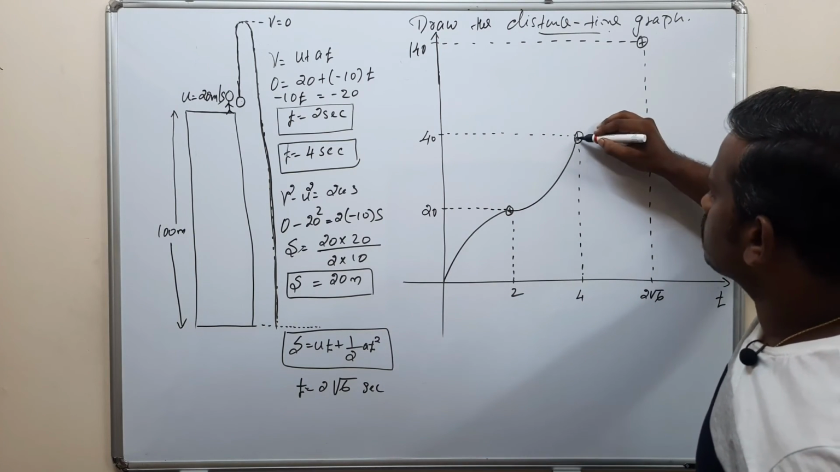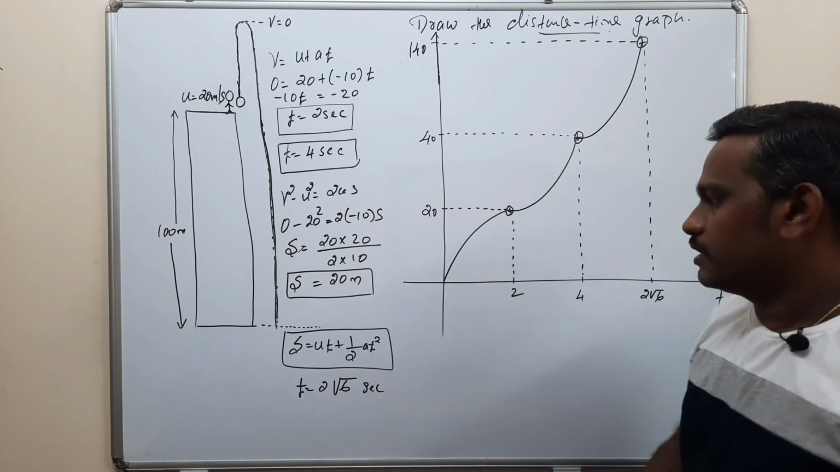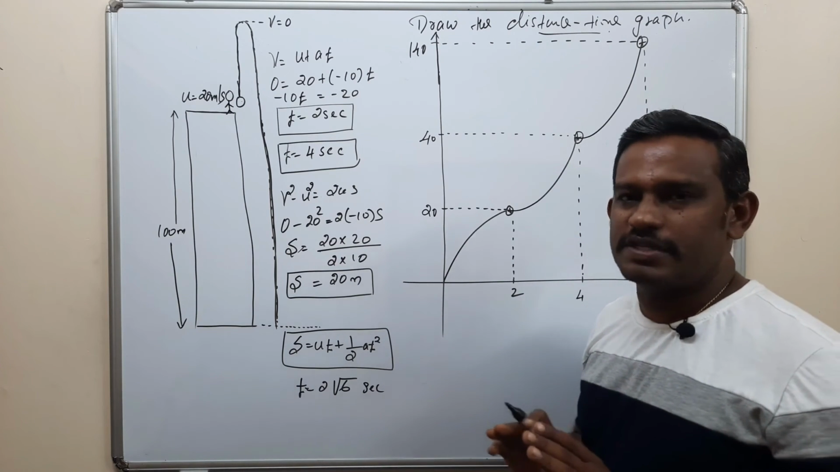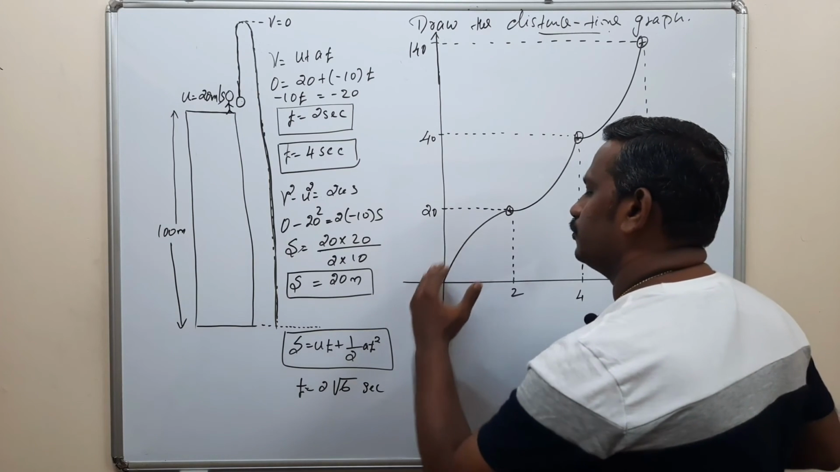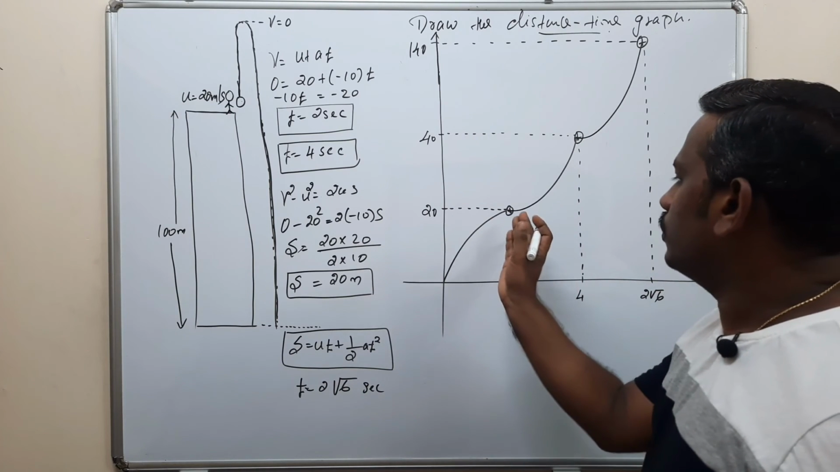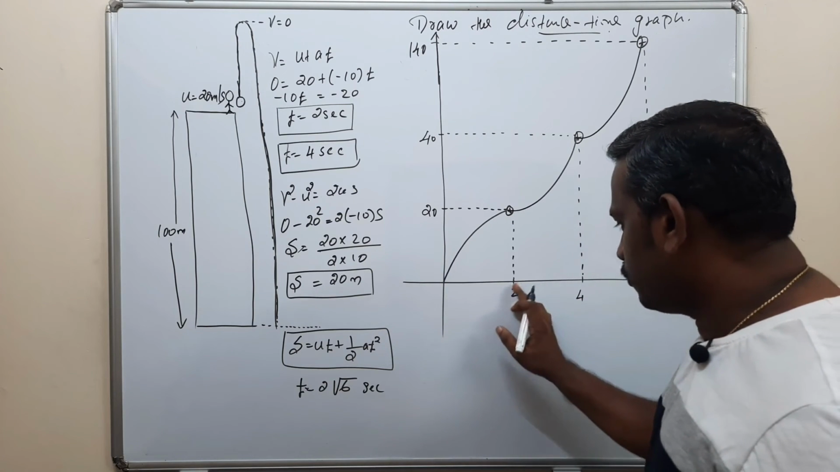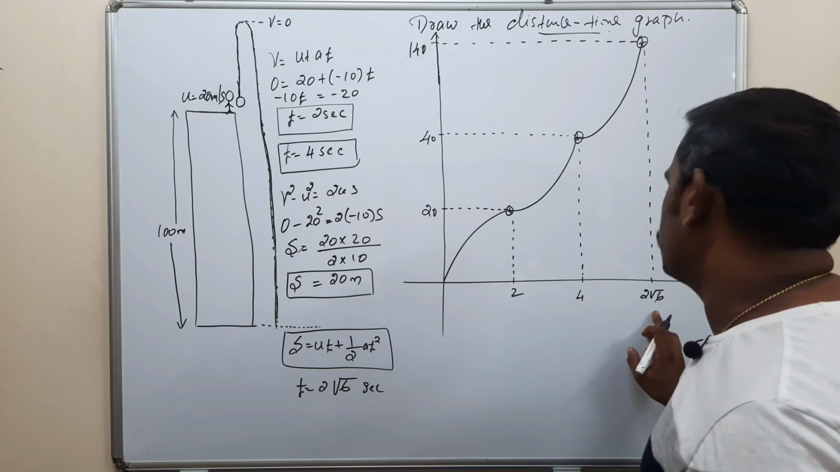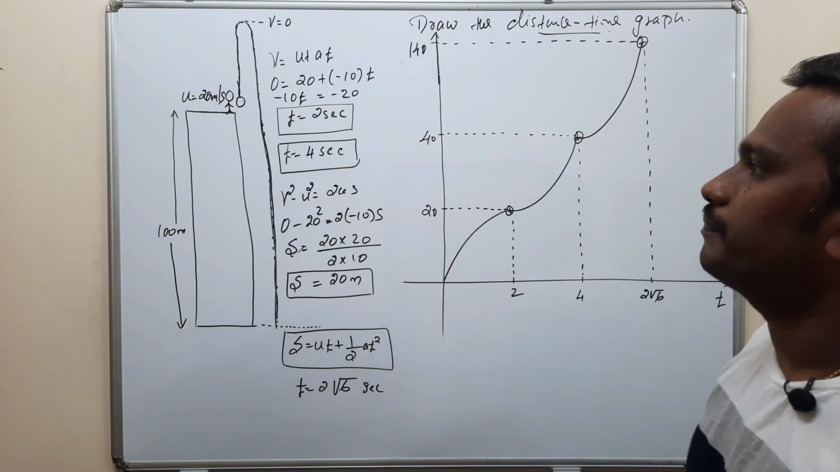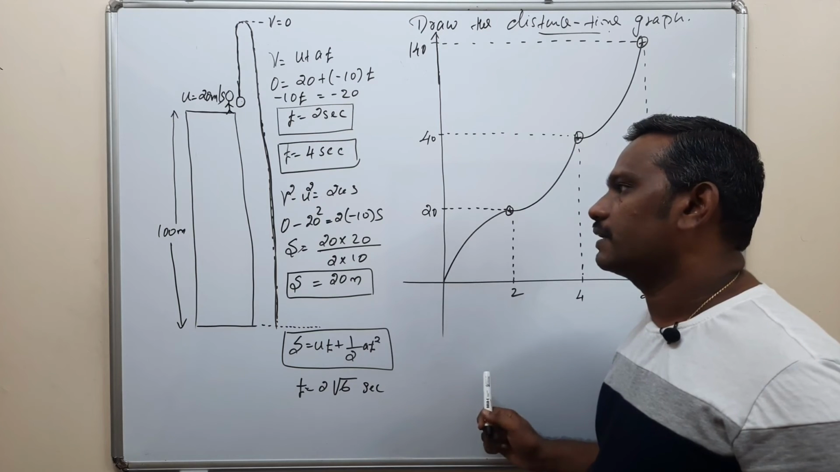Again the speed increases, so the curve is like this. Up to time 2 seconds, the speed decreases. Speed is always positive. If you draw the tangent, the speed decreases. From time 2 seconds to 4 seconds, then 4 seconds to 2 root 6 seconds, the speed increases. So the curve will go like this. So this is the distance time graph for the same case.